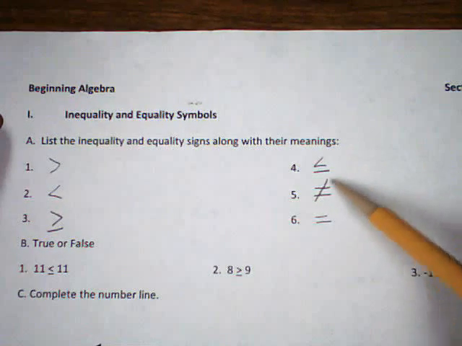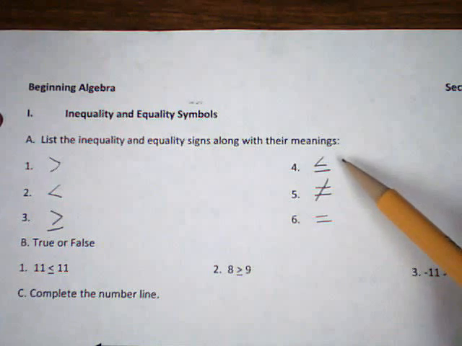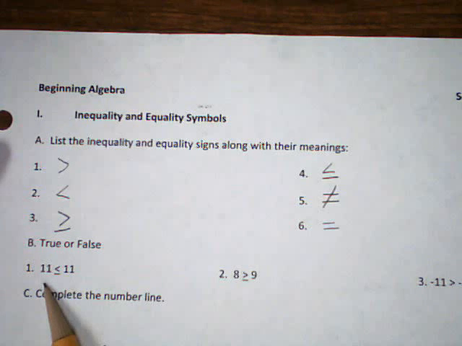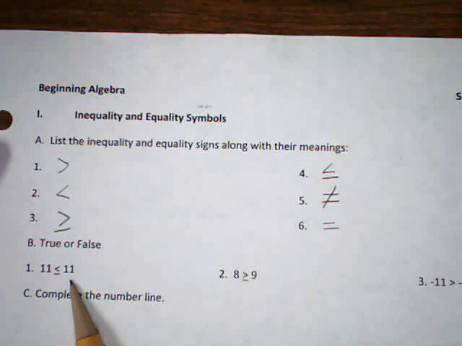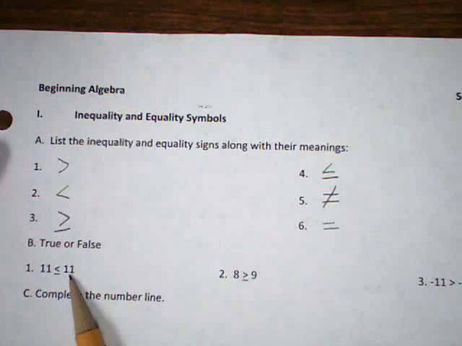Okay, you need to be able to use these signs, know what they mean, be able to read them from a problem. Like number 1, if you have 11 is less than or equal to 11. Okay, notice that it's open to what would be normally the larger number. So again, you read this, 11 is less than or equal to 11.